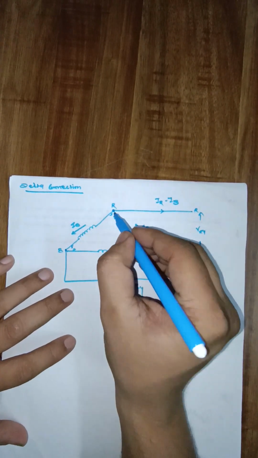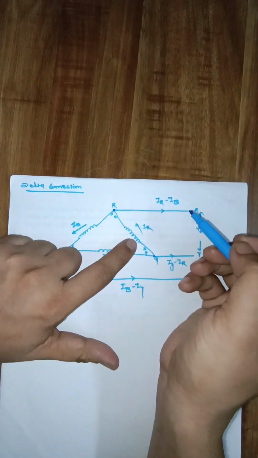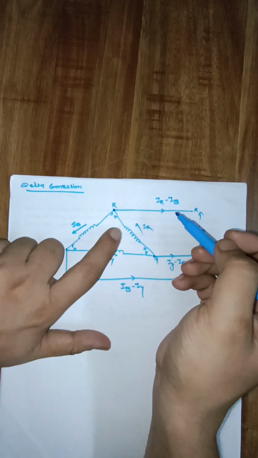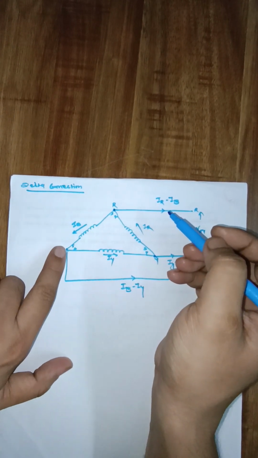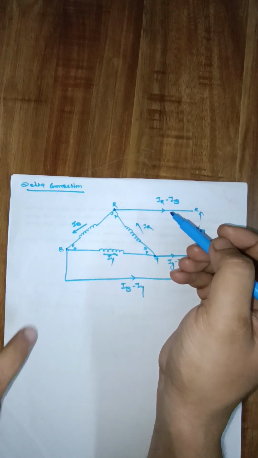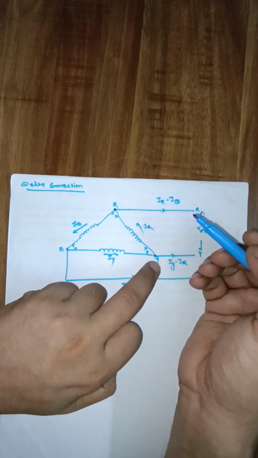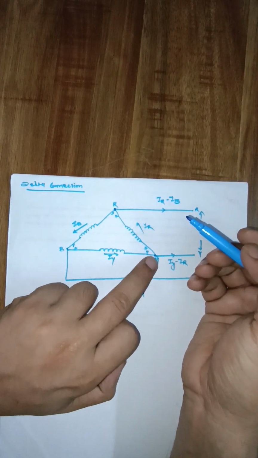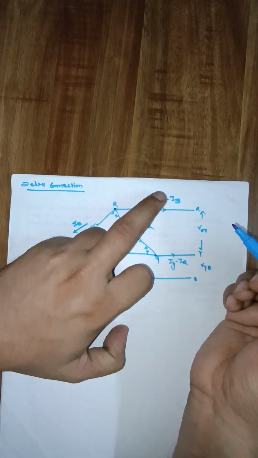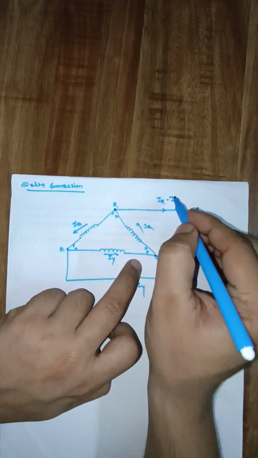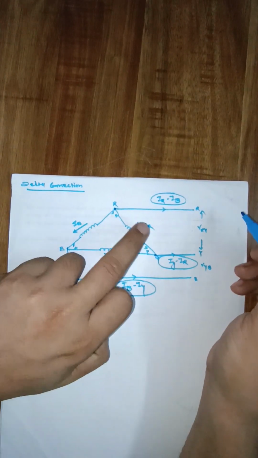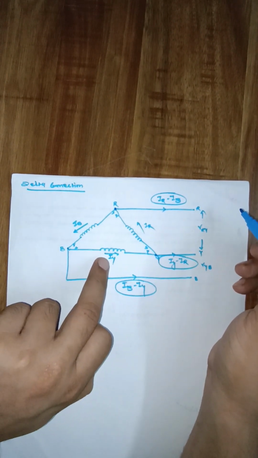How is this current written? At this node, incoming current is what? IR, and outgoing current is what? IB. So resultant current will be what? Incoming minus outgoing, so IR minus IB. Similarly at this node, what is incoming current? IB, and what is outgoing current? IY. So current will flow IB minus IY, and at this node, what is incoming current? IY, and what is outgoing current? IR. So IY minus IR. This will be your line current. So these three currents are line currents, and these three currents are phase currents.